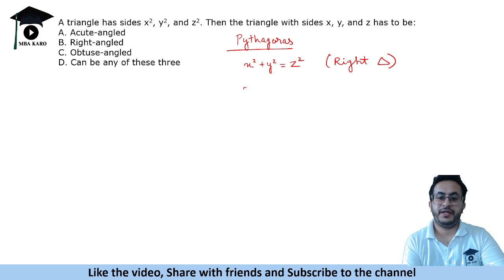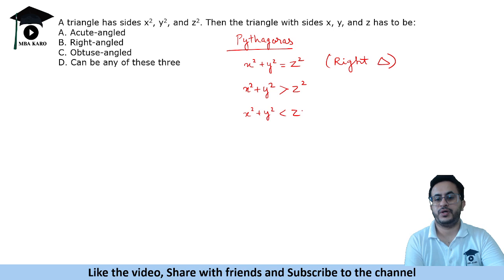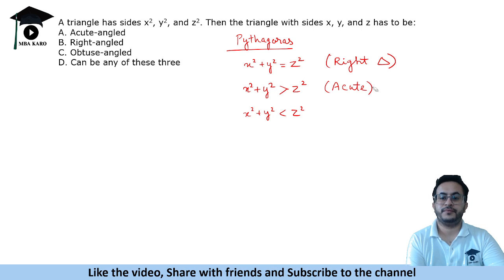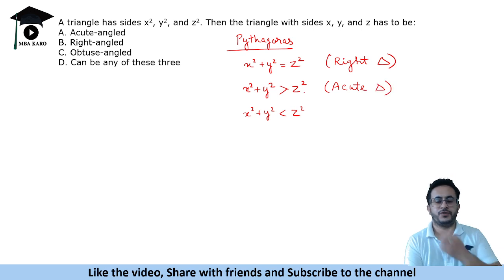Now if x square plus y square is greater than z square, or if x square plus y square is less than z square, so in this case we have an acute triangle. Okay, so an acute triangle happens when the sum of two squares is greater than the third square. However, if the third square is greater than the sum of the other two, we get an obtuse triangle.